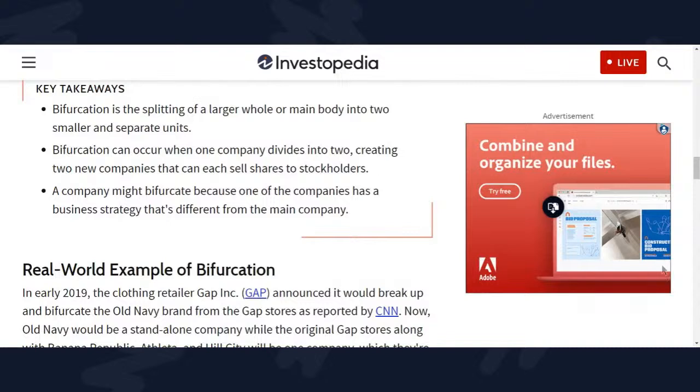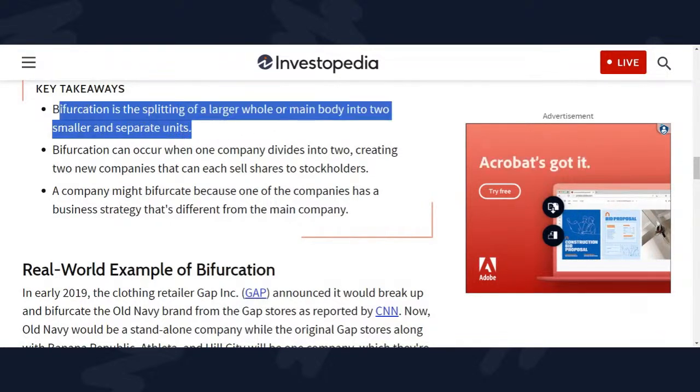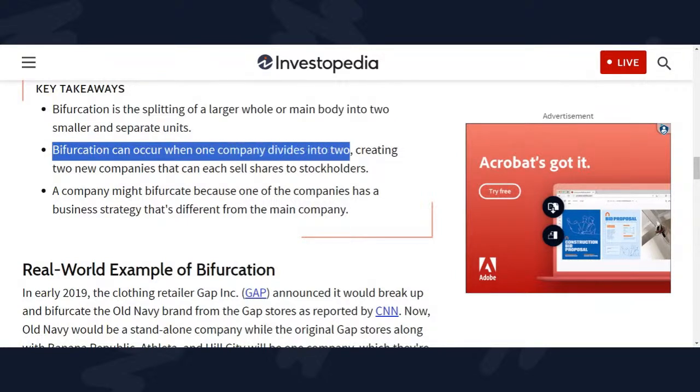Key takeaways. Bifurcation is the splitting of a larger whole or main body into two smaller and separate units. Bifurcation can occur when one company divides into two. Mom and dad created one company and it created another company in the birth. Mom and dad are both considered residents of the state for income tax purposes, and United States citizens as being conferred a nationality of United States citizen as an agent or officer of the federal, state, or municipal corporation. However, it was not deemed necessary by the board. It's all voluntary.